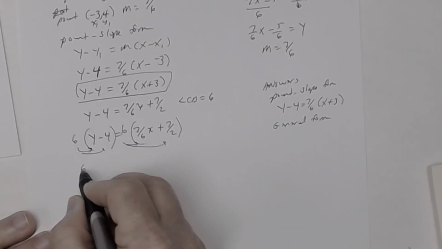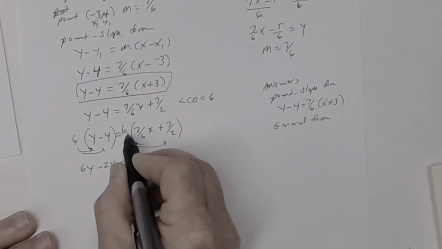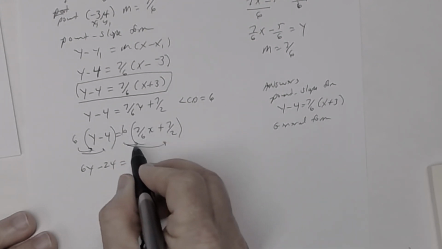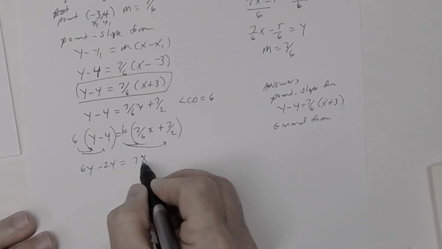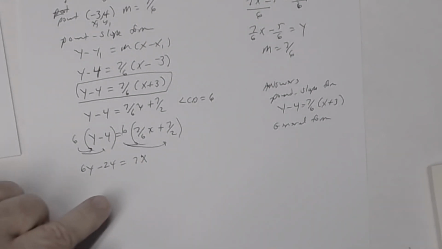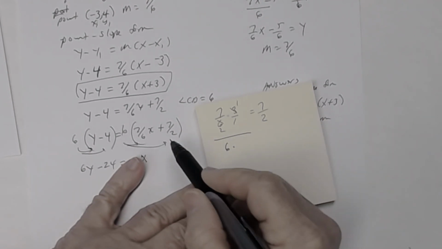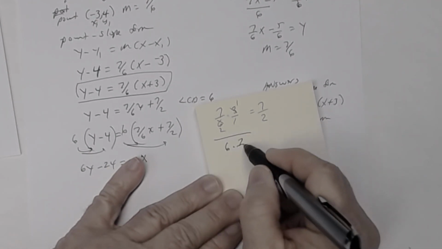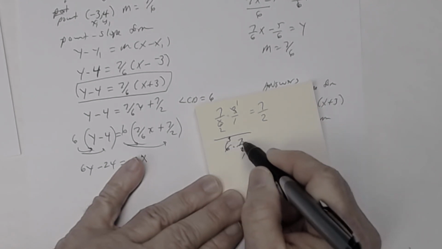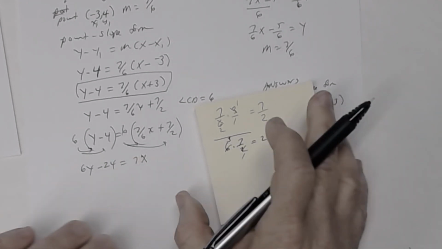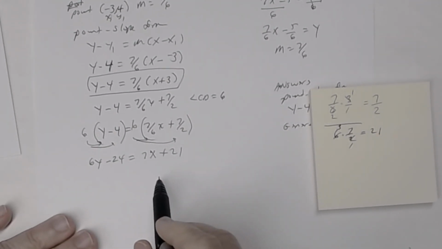6 times y is 6y. 6 times a negative 4 is a negative 24, equals 6 times 7/6 x, which is 7x. Now right here, you have 6 times 7 halves. So 2 into 2 is 1, 2 into 6 is 3, and then 3 times 7 is 21. So that becomes plus 21. Notice, no fractions anymore.